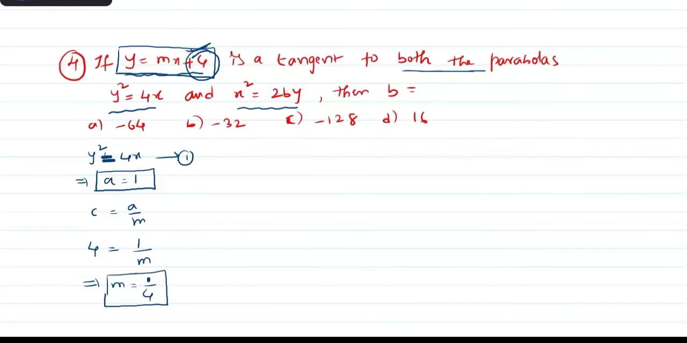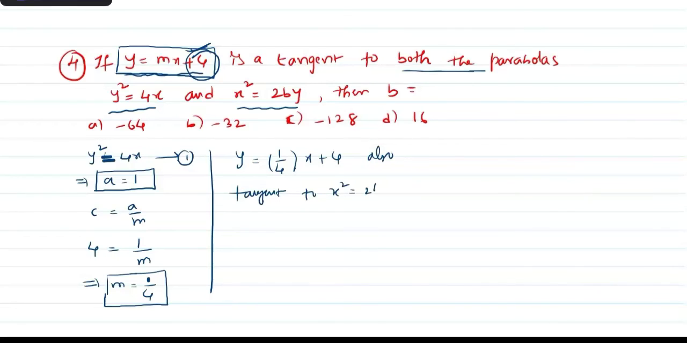Now the given line y is equal to mx plus 4 will be changed as y is equals to 1 by 4 times of x plus 4, right? And this line is also tangent to the second parabola x square is equals to 2by, right? Now if you compare this second parabola with x square is equal to 4ay, then 4a is equals to 2b, a is equals to b by 2.